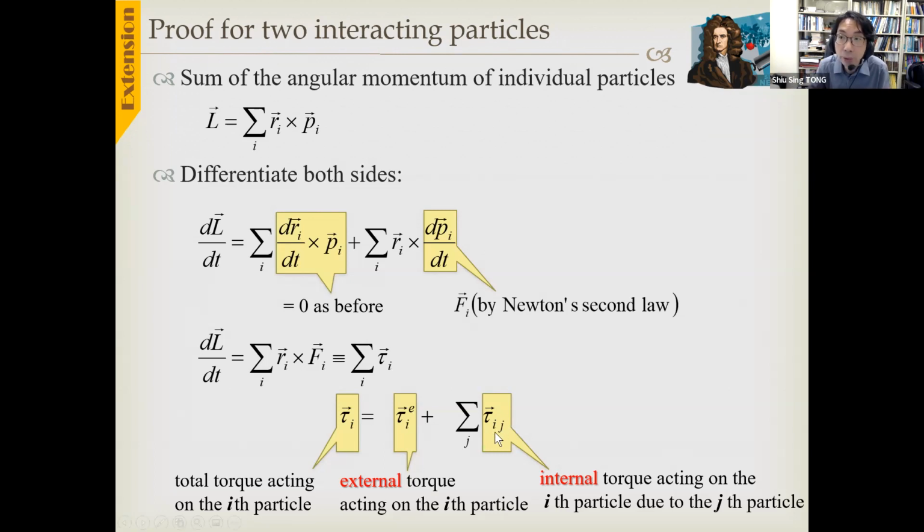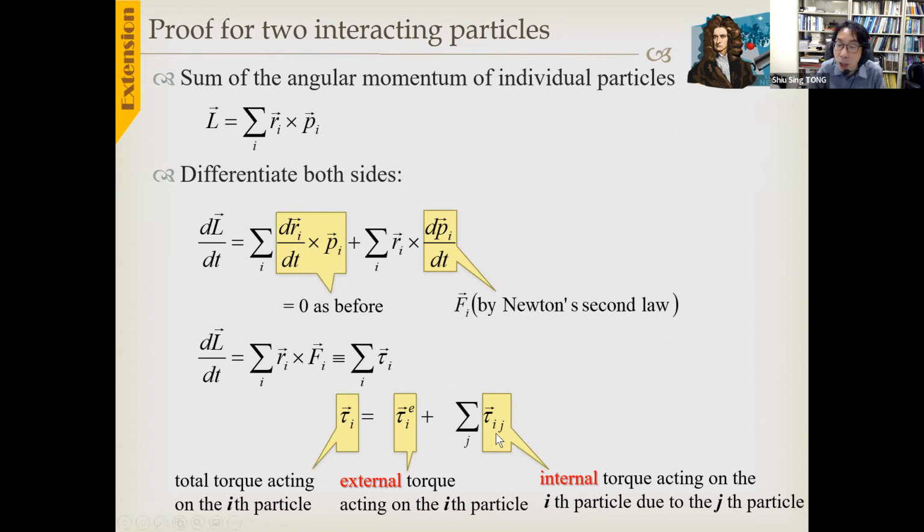And there are also internal torques. What are the internal torques? The particles within the system may interact with each other. They may be colliding with each other, or they may have long-range attractive or repulsive forces. And when they interact, they exchange angular momentum. They exert torque on each other. So these are the so-called internal torques.